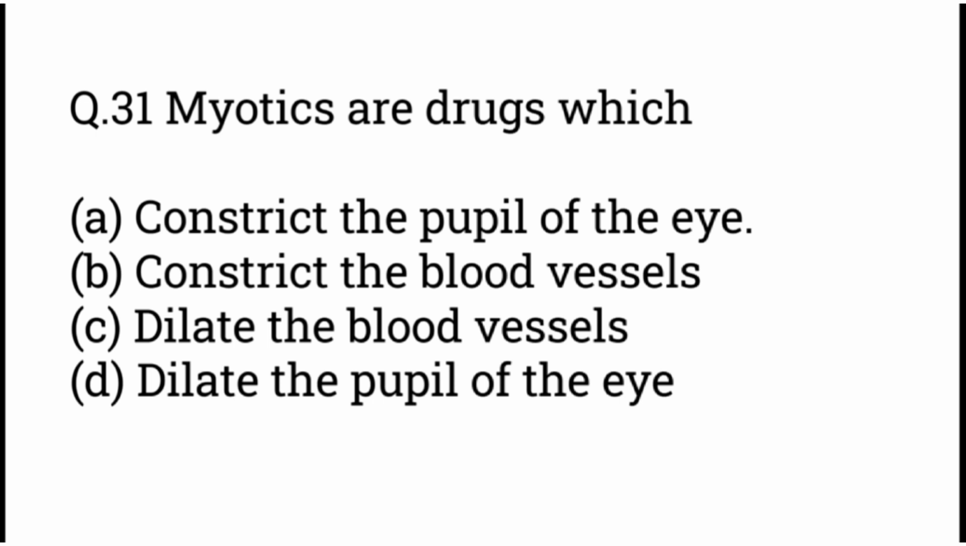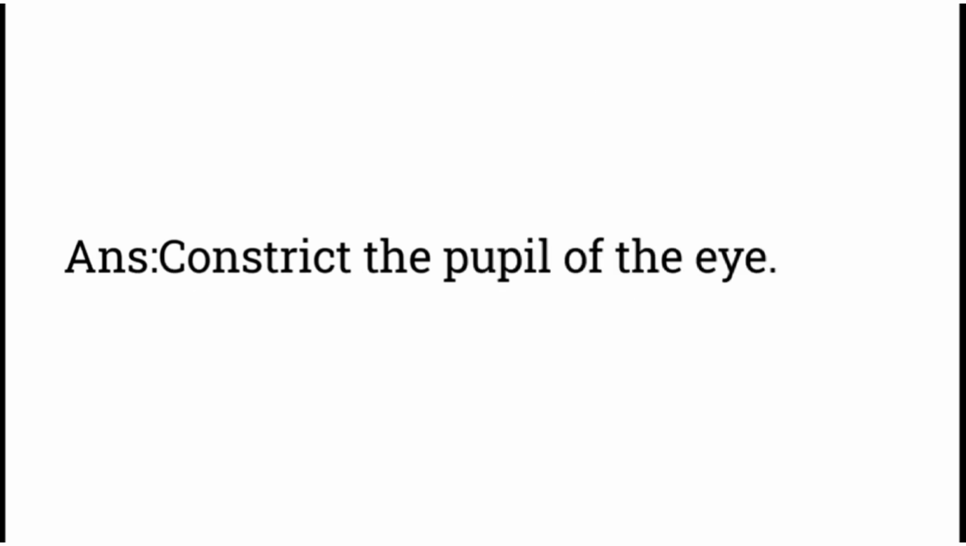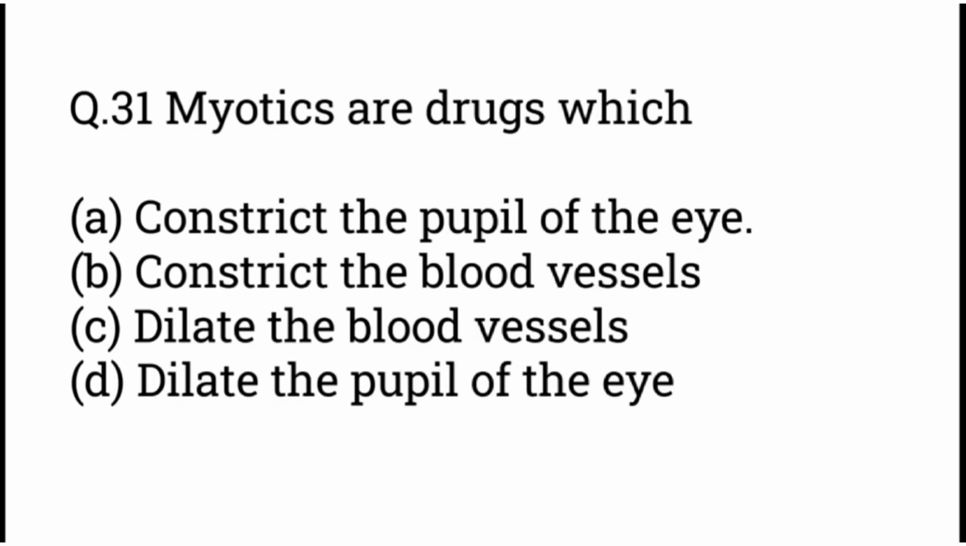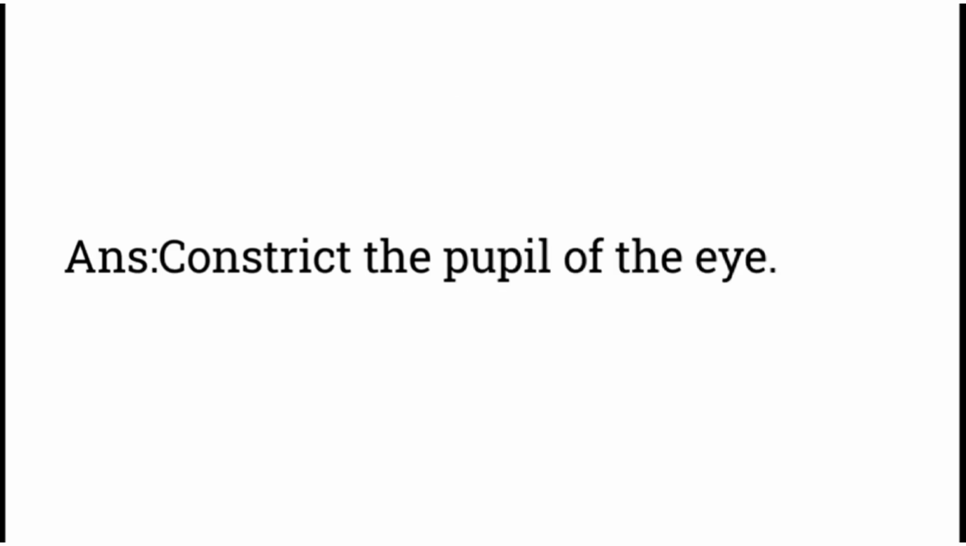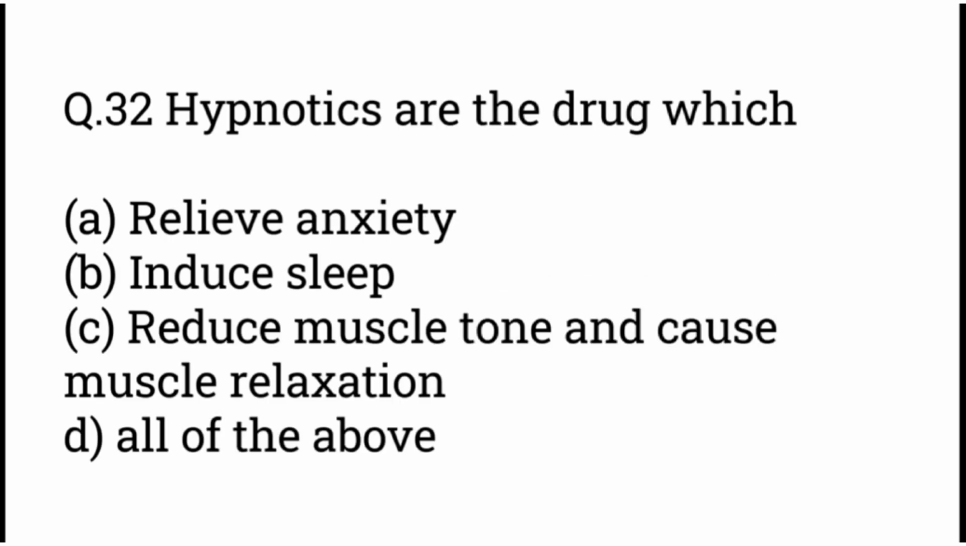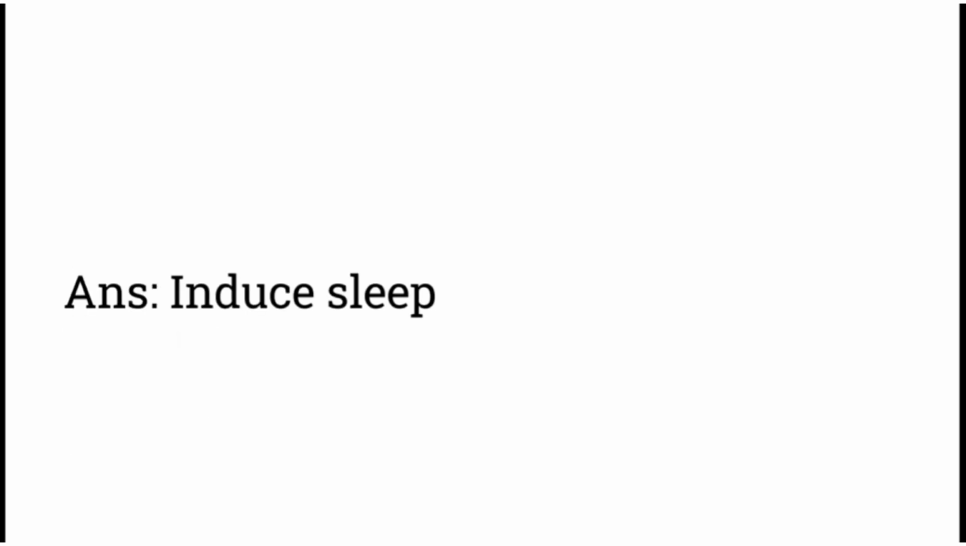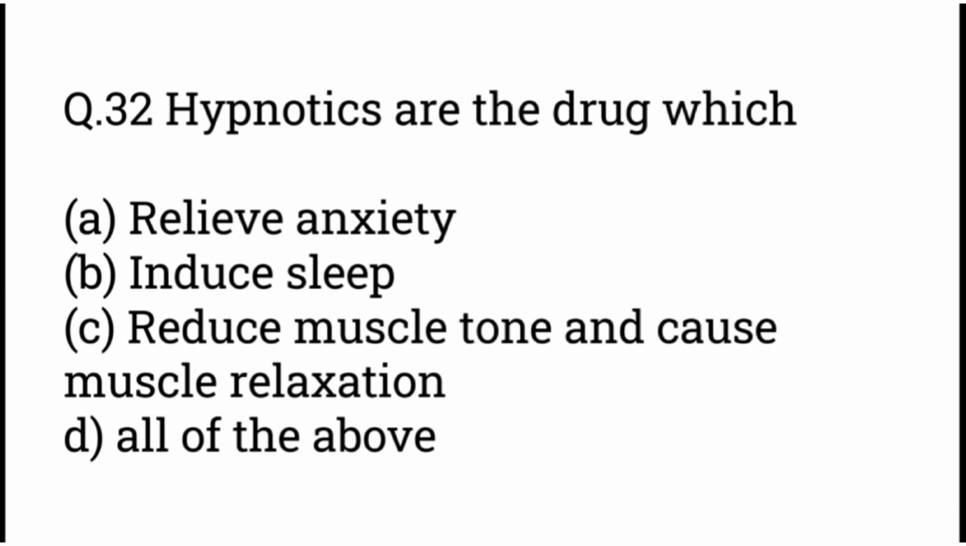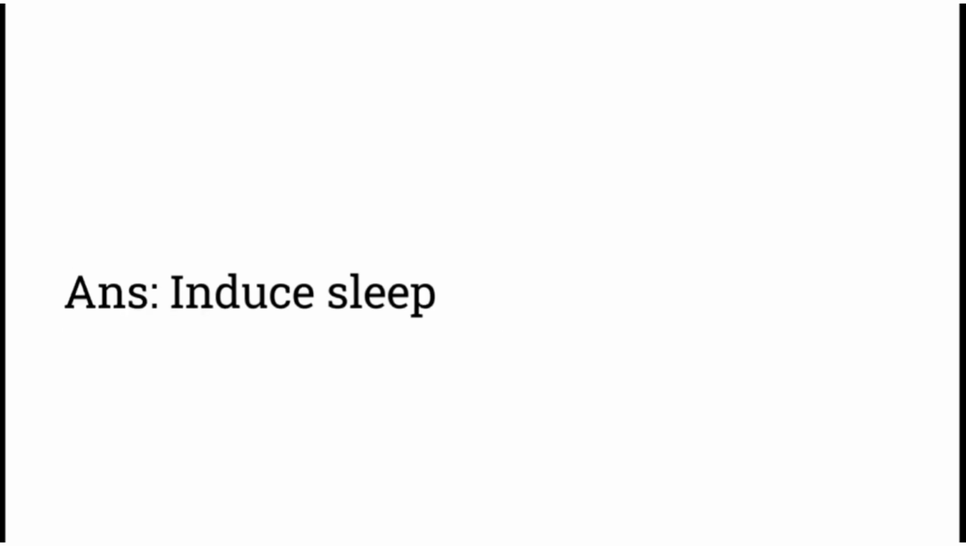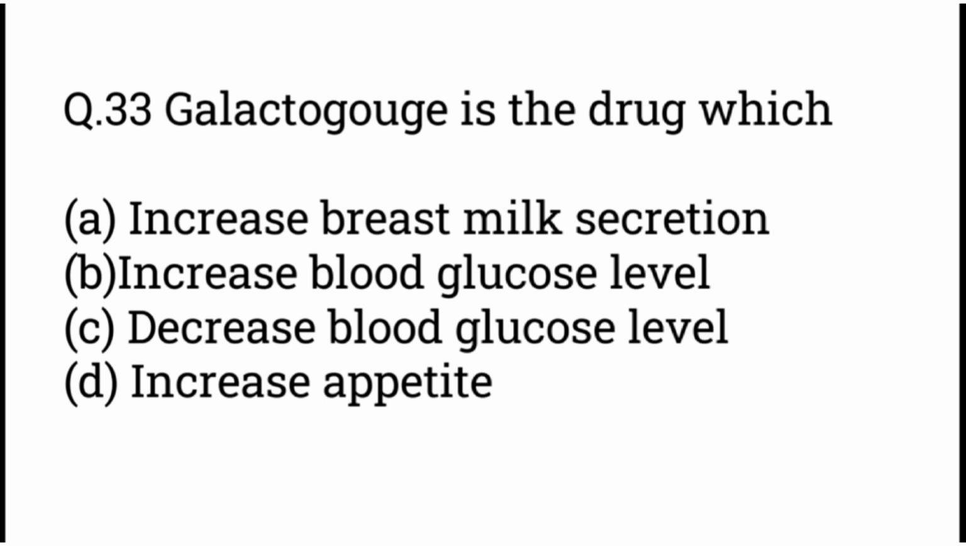Myotics are the drugs which constrict the pupil of the eye, constrict the blood vessel, dilate the blood vessel, or dilate the pupil of the eye. Constrict the pupil of the eye. So the action of myotics is constricting the pupil of the eye. Now hypnotics are the drugs which relieve anxiety, induce sleep, reduce muscle tone and cause muscle relaxation, or all of the above. See, the hypnotics are the drugs that induce sleep.